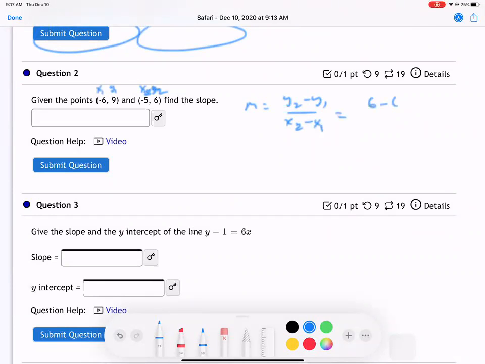So it's 6 minus -9. Oh, sorry, what am I doing? That's a positive 9. 6 minus 9 over -5 minus -6. Okay, so this is going to be -4. Oh, not -4, -3, because 9 minus 6 is 3. Negatives win. And this becomes a positive 6. I have more positives here, so over 1. Answer is -3.